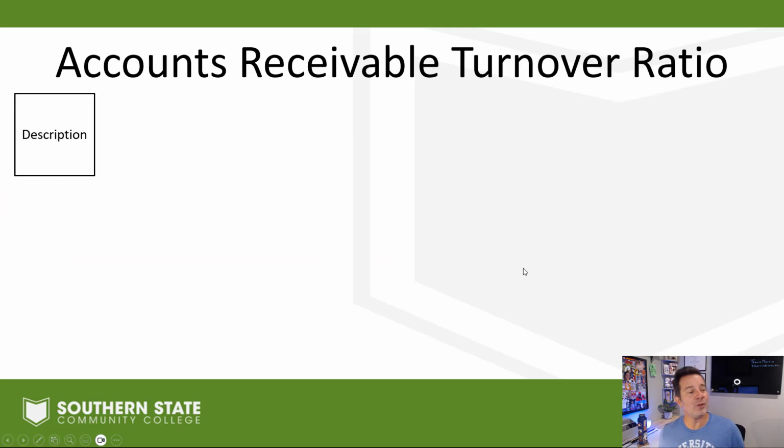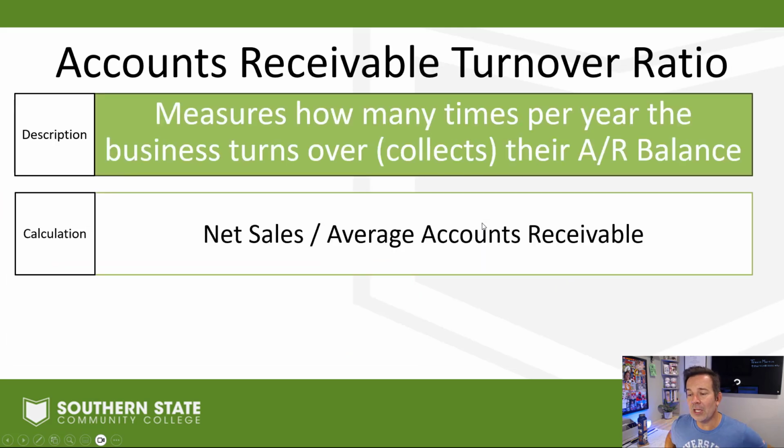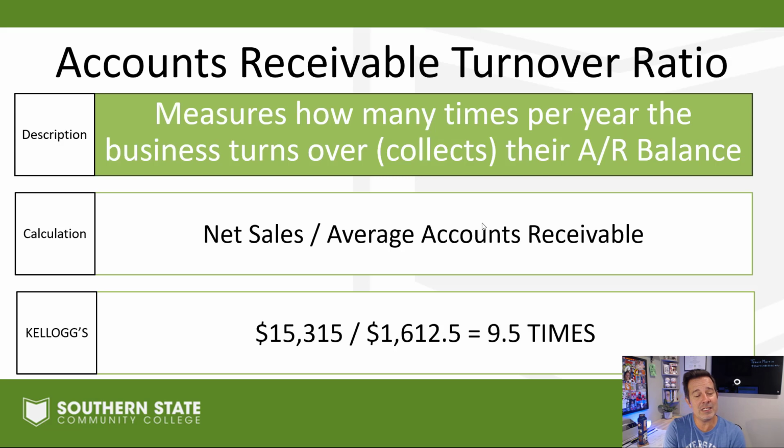So let's go ahead and do our calculation. Our calculation, net sales divided by average accounts receivable. If you got the numbers down, you want to go ahead and give that a shot. Kellogg's is 9.5 times. That means that Kellogg's turns over or collects their AR balance 9.5 times during the year. Okay? And so you might look at that and say, well, that number doesn't really mean much of anything to me, 9.5 times. I really can't get a handle for how quickly they're collecting their accounts receivable just based on that. Well, I'm right there with you.